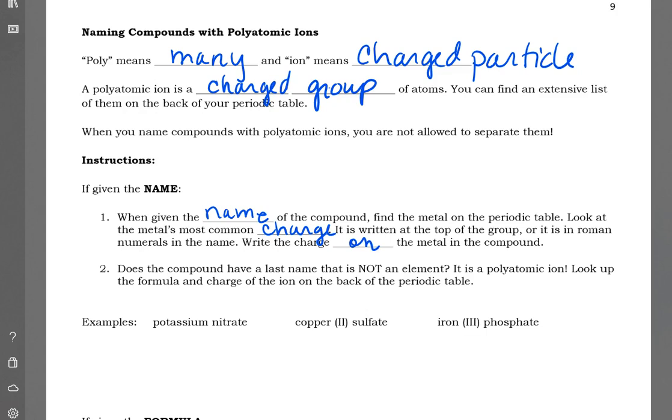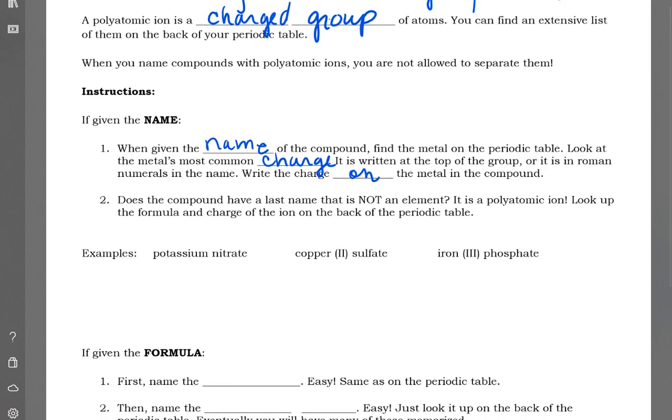Okay? So, for instance, down here we've got potassium nitrate. Potassium is a +1 charge. Copper 2 sulfate. Copper has a +2 charge. Iron 3 phosphate. Iron has a +3 charge. Okay? Now, the second name, the last name, if you will, if it is not an element, in other words, it does not end in "ide," with one exception, it's going to be a polyatomic ion.